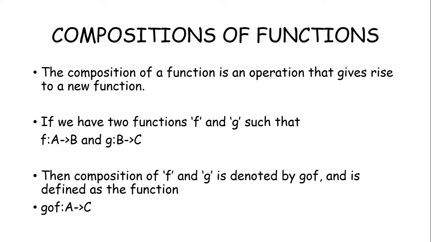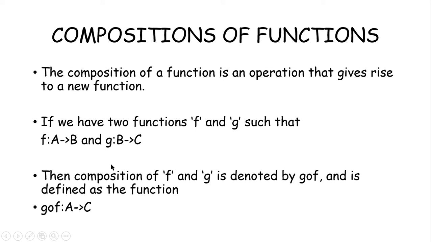Now for any two functions to give rise to a new function, you need to have a common set between those two functions, such that the set is the codomain of one function and the domain of the other function. Here you can see that B is the codomain of function f and B is the domain of function g. Having this common set, we can get a new function out of the composition of f and g.